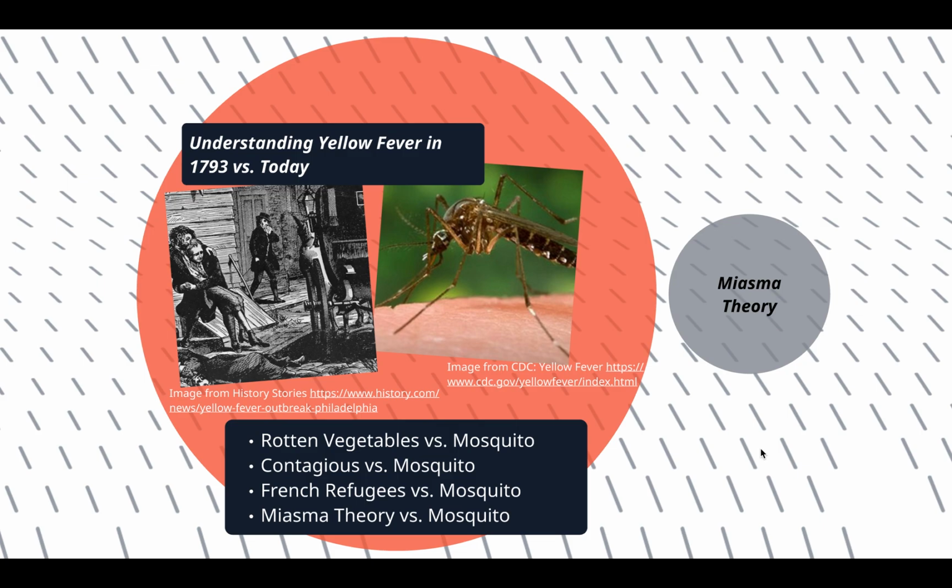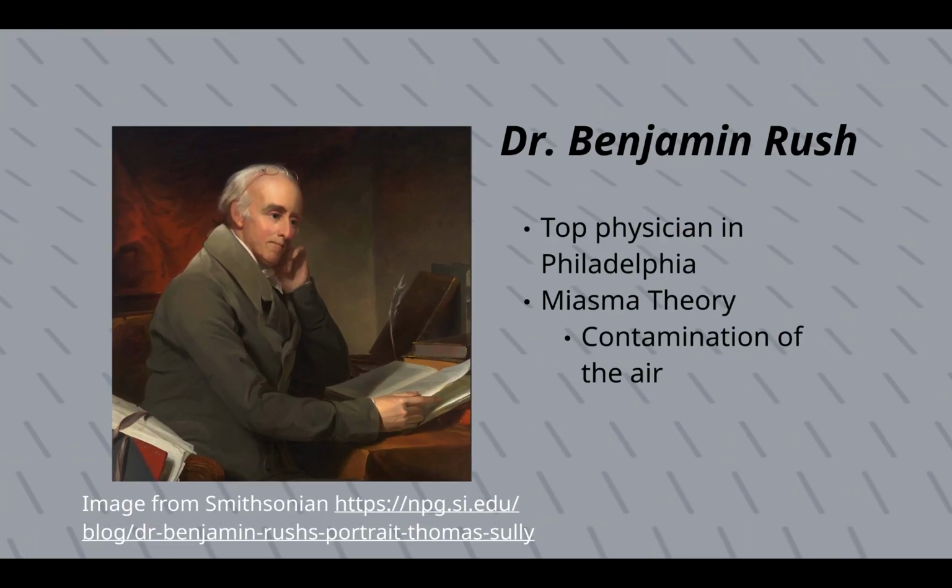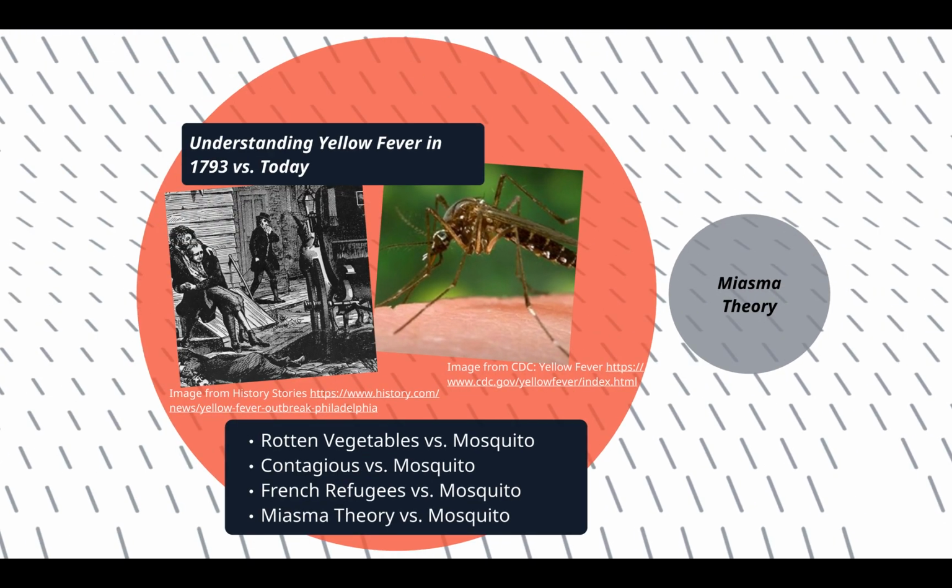And then another popular theory causing yellow fever was miasma theory, which is something that we covered earlier in this class. So when looking at miasma theory, at the time there was a top physician in Philadelphia named Dr. Benjamin Rush, whom I'm sure you are all familiar with. He believed that the air was polluted, and that's what was causing people to get sick, because of contamination in the air. And of course, we know all of these theories no longer hold true because we now know that it is due to infected mosquitoes.